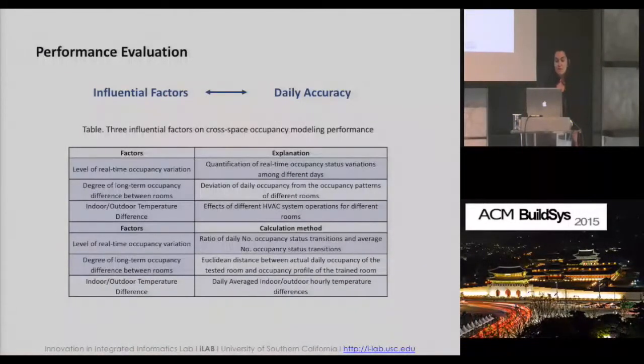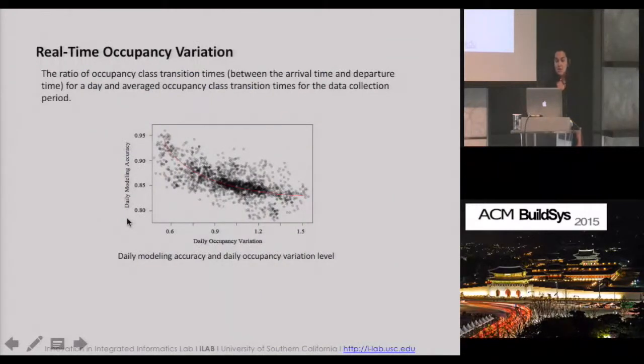So then we looked at different parameters in terms of performance evaluation. We dug into the data and tried to understand why we're getting the results that we're getting. We looked into the level of real-time occupancy variations, the degree of long-term occupancy difference between rooms, and we also looked at indoor and outdoor temperature differences and how those impact the results. So this is the real-time occupancy variation, and the definition of that is the ratio of occupancy class transition times for a day and average occupancy class transition times for the data collection period.